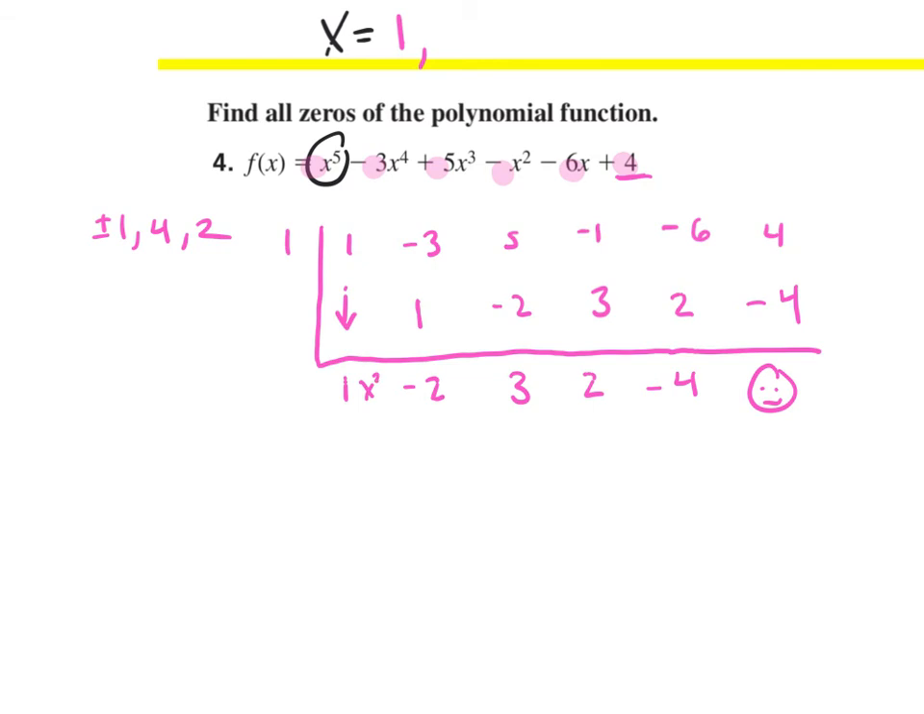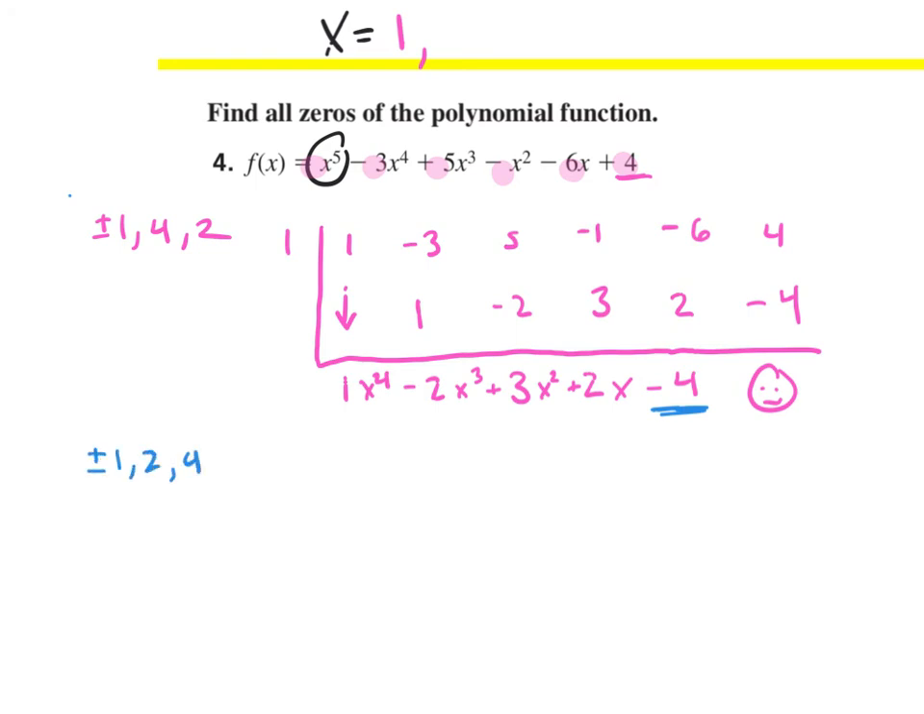Turn it into a polynomial. So we have 1x to the 4th power minus 2x cubed plus 3x squared plus 2x minus 4. Can we factor this? Nope. So what do we do? P over Q again. So we need our factors of negative 4, which are? 1, 2, and 4.